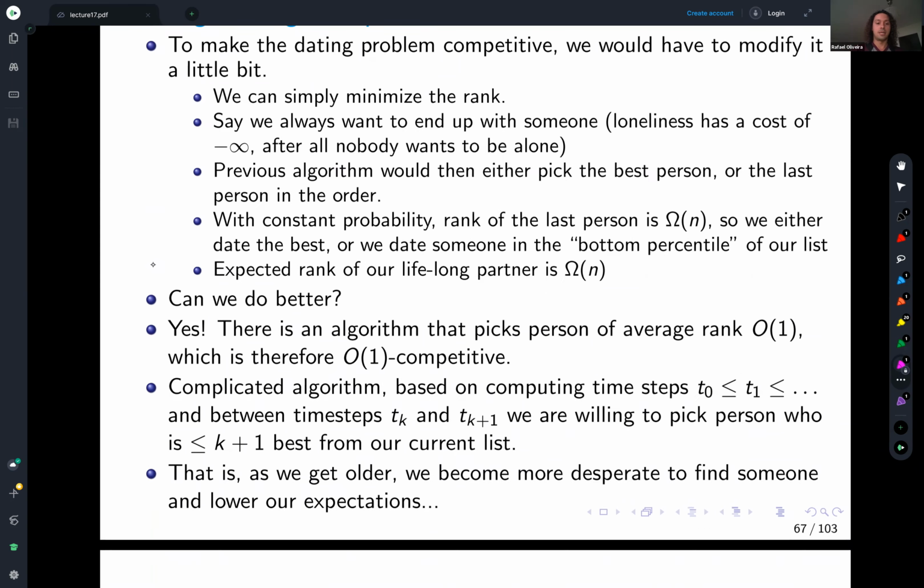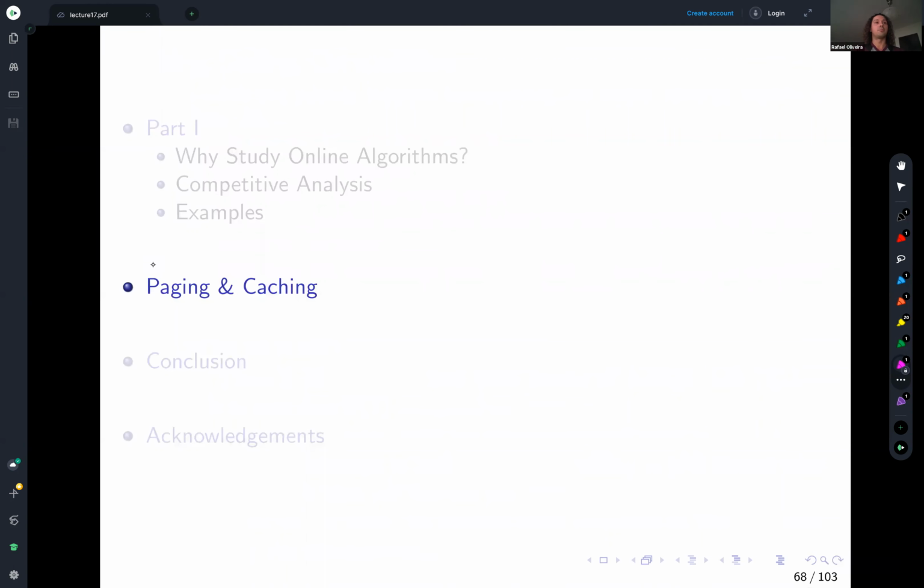All right, sounds good. So this is the first part of the lecture, and now let's talk about some actual computer science problem with great assumptions.